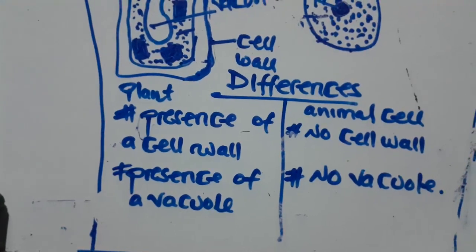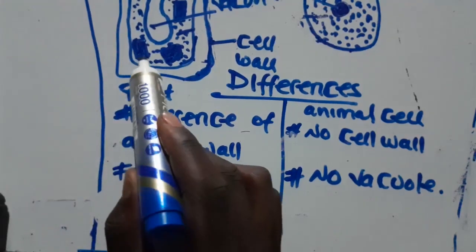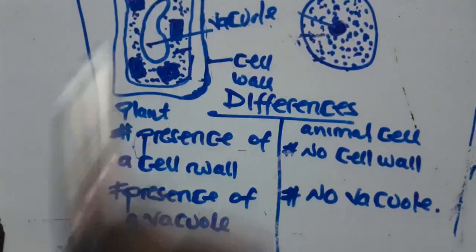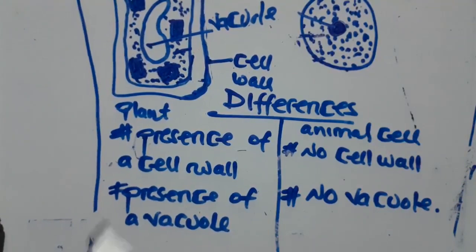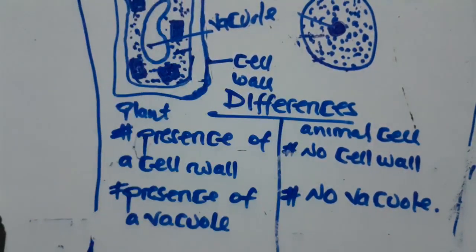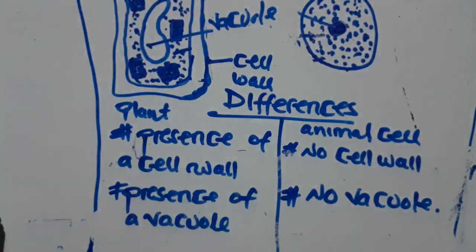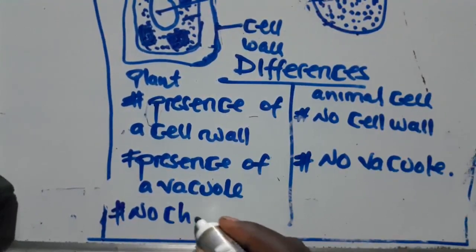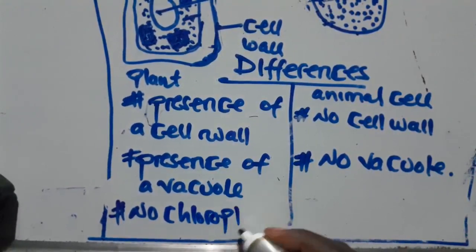Okay, another thing that we're able to notice, which is in a plant cell but not in an animal cell, is this part. Okay, there is this part, and this part is called chloroplast. Okay, chloroplast. There we don't have chloroplasts. And we know that chloroplast contains what? Chlorophyll. So we are just saying no what? No chloroplast or no chlorophyll. No chloroplasts.